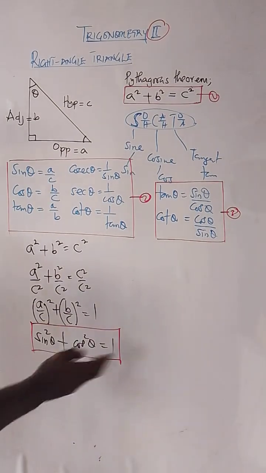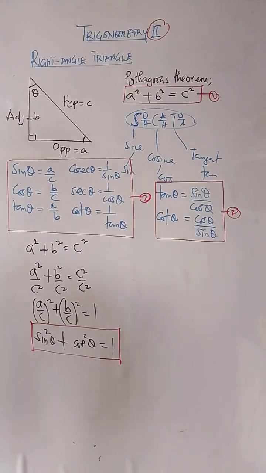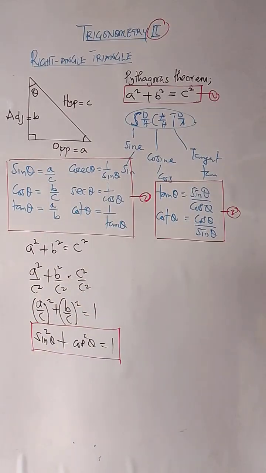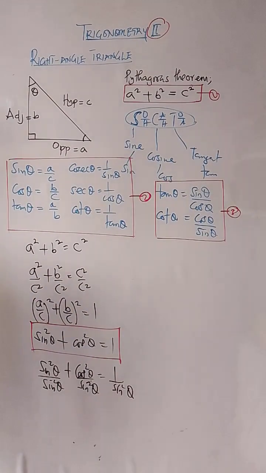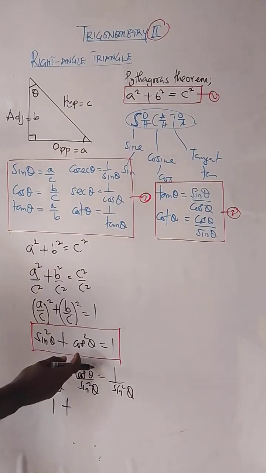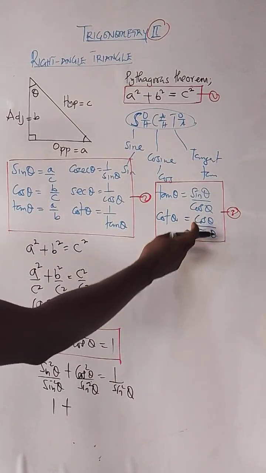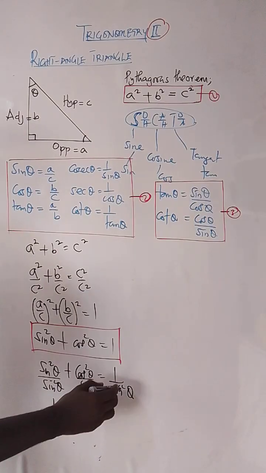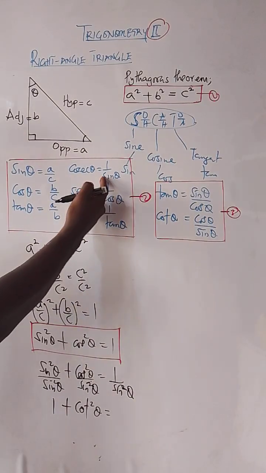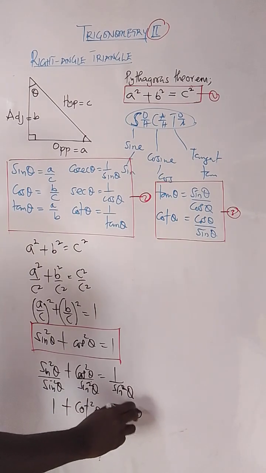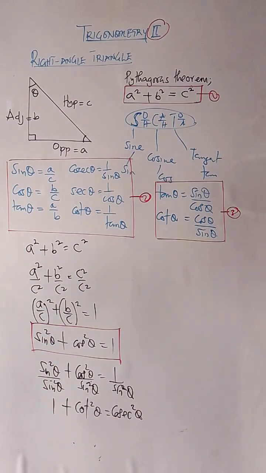Now we can decide to divide through by sine squared theta. So we have sine squared theta plus cos squared theta over 1. After division, sine theta over sine theta is 1. What is cos over sine? Cos over sine is cot. Then it has squared. So 1 over sine is cosec, and it has squared. So that was cosec squared theta. So that's the second relation.